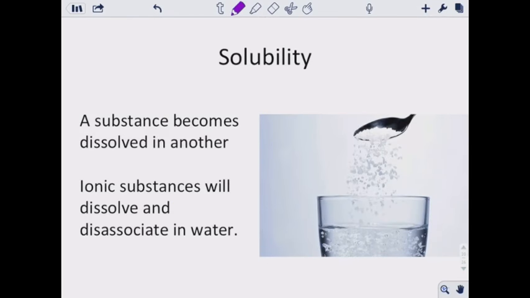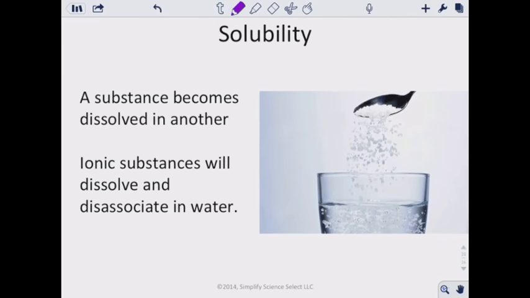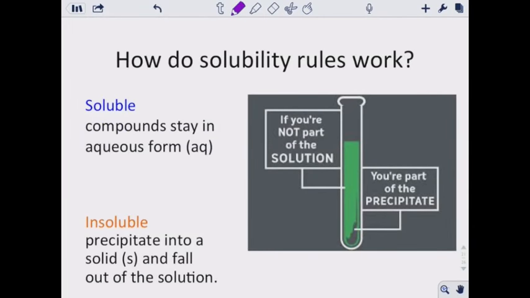Now, when we talk about double replacement reactions, we really have to talk about solubility and what solubility really means. Solubility is just a substance becoming dissolved in another. Ionic substances will dissolve or dissociate. The key thing for when ionic compounds get dissolved is called dissociation. So they dissociate in water. They become dissolved in water. We should know this just by putting salt in water. We see that salt will dissolve in water. It dissociates in water. That's what solubility is.